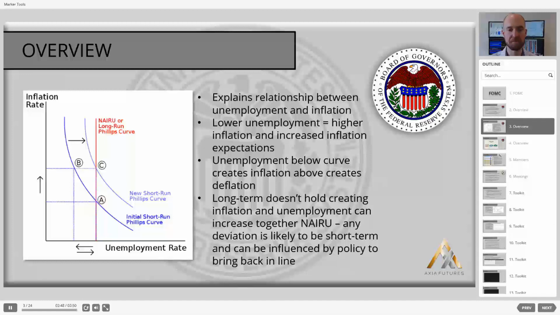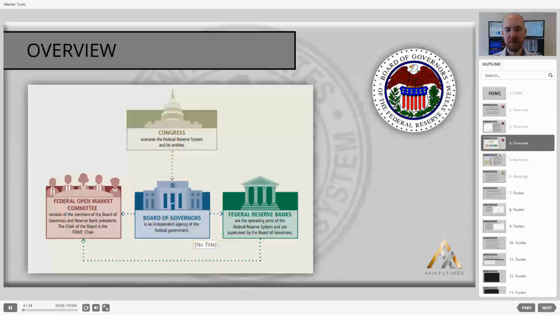We didn't get any new information. We didn't get anything new in the press conference either. The tone didn't change. We'll go and have a quick look at how exactly the Federal Reserve System works.